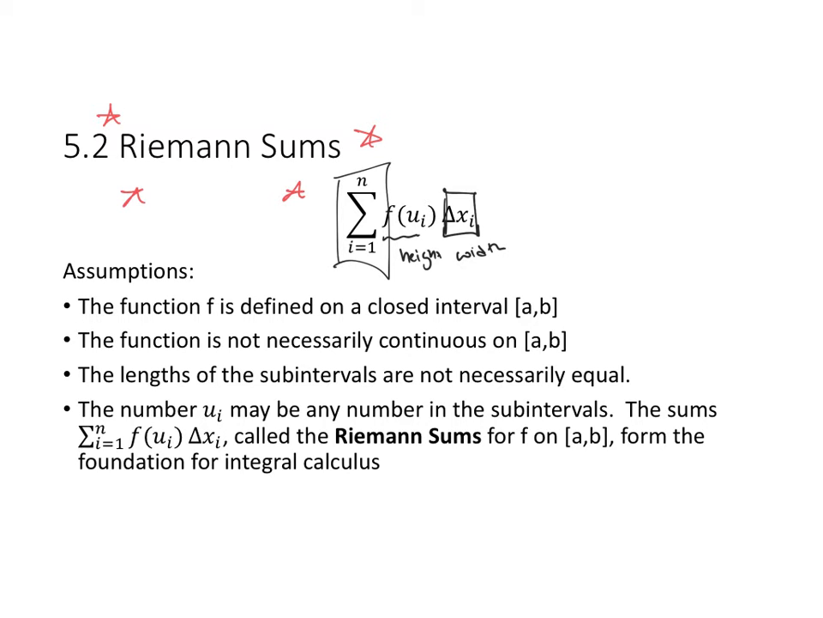The function is defined in the closed interval. It's not necessarily continuous, and the lengths of the subintervals are not necessarily equal. So each one could have a different width. The number u_i may be any number in the subinterval. The summation of the height times the width is called the Riemann sum for f on [a, b]. They form a foundation for integral calculus. So this is just super, super important.